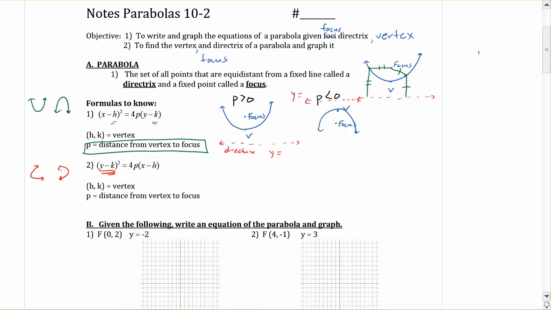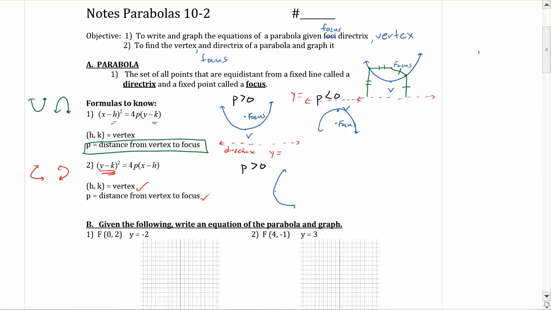All right, so if it's left or right, it's going to be a y squared. My h and k still stand for my vertex, and the p still stands for the distance from the vertex to the focus. So in order to figure out which way you're drawing your parabola, you have to look at the p-value. If my p-value is greater than 0, then with a y squared, I'm going to open up my parabola to the right.